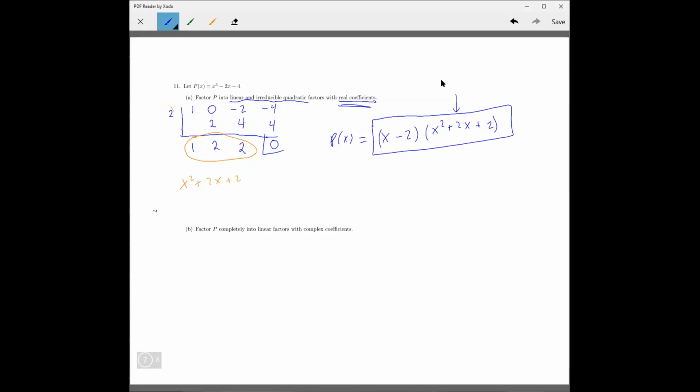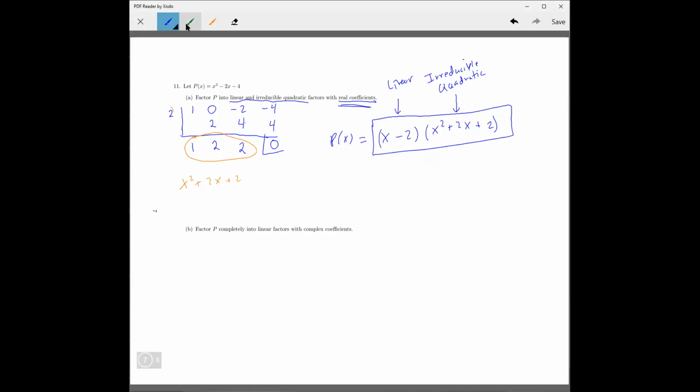So this piece right here is called irreducible quadratic. Okay, and this term here is a linear. And they all have real coefficients. So 1 is real, -2 is real, 1 is real, 2 is real, and the 2 here is real as well. Okay, that's what it means by real coefficients.